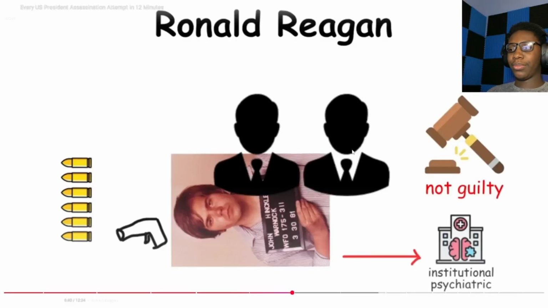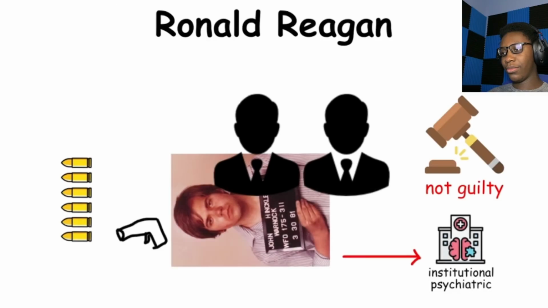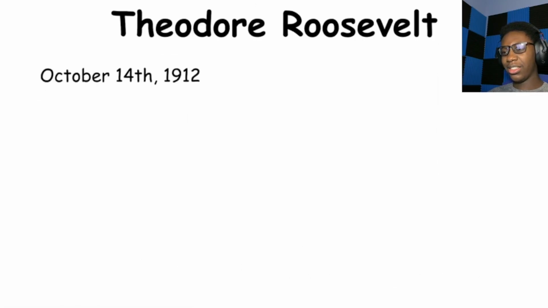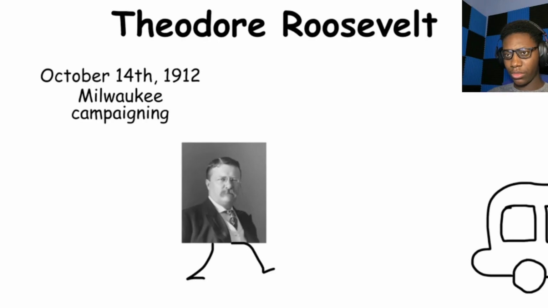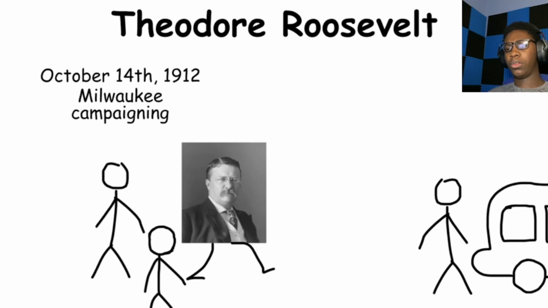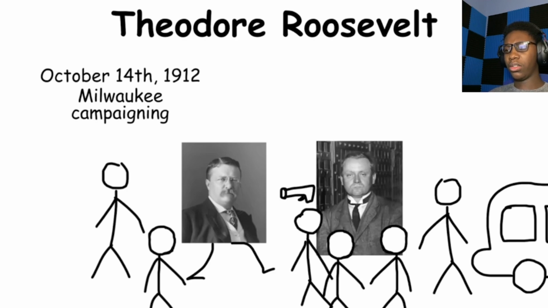Remained in institutional psychiatric care until 2016. Theodore Roosevelt. On the evening of October 14, 1912, Theodore Roosevelt was in Milwaukee campaigning for a 3rd term as president. While walking to the car, a crowd started to gather around the presidential candidate, and Roosevelt came face to face with John Schrank, who was armed with a .38 caliber Colt revolver.